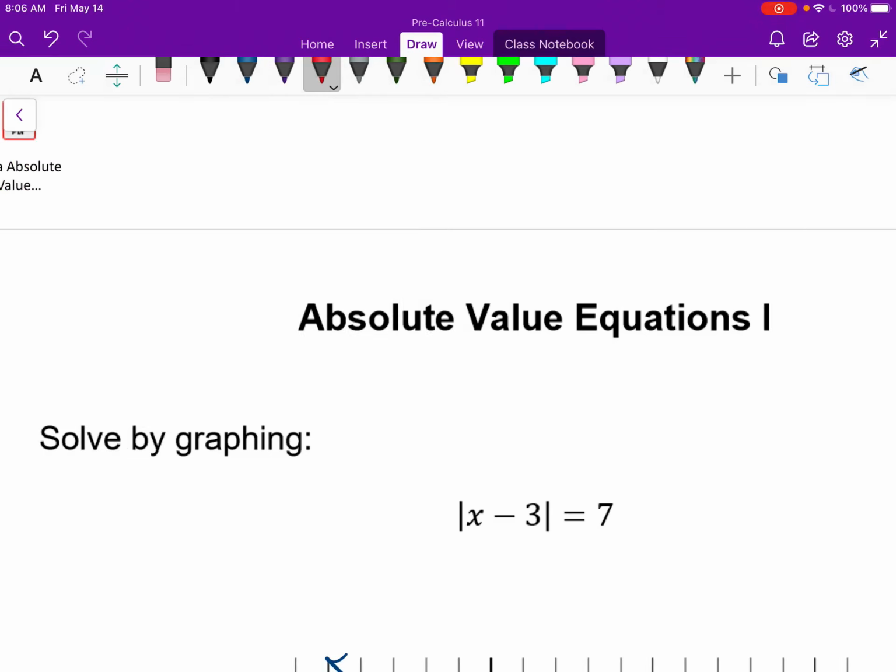So this is the first of two lessons looking at solving absolute value equations. The focus of this first lesson will be on solving them graphically, so using graphing technology. The focus of the second lesson will be on solving it algebraically.